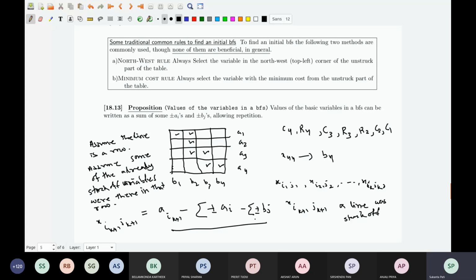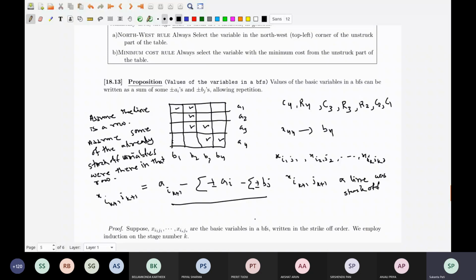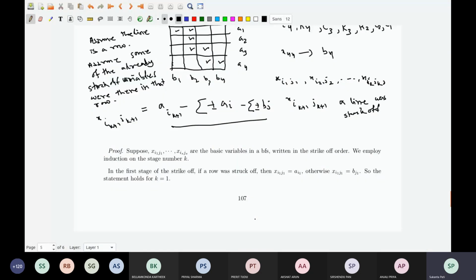So by induction we are done. Had that been a column, it is the same thing. It would have been b_jk+1 minus the values of the already present highlighted variables which have been struck off. That is how. There is nothing more.